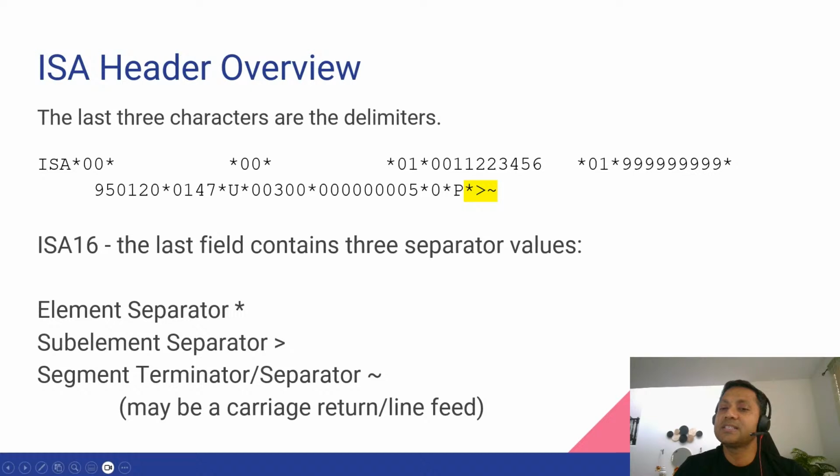Last but not the least is the segment terminator, which is the third delimiter, which is a tilde in this case, right? It indicates the end of each segment in an EDI file. So the ISA segment ends with a tilde, then is followed by the next segment, which would end with another tilde, right? However, it also can be a carriage return, a line feed, or a combination of both, depending upon the system configuration. All right.